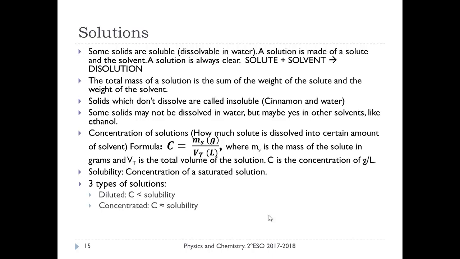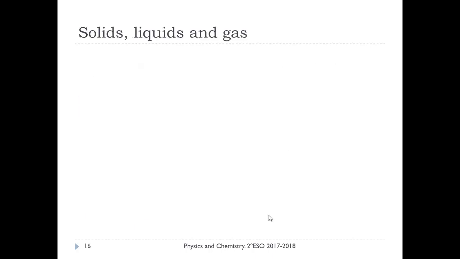When the concentration is similar to the solubility, it's called concentrated, and it's saturated if the concentration is equal or greater than the solubility. This would make the solute precipitate. So we would be able to see some solute on the bottom of the beaker or the object we're using for holding these substances.